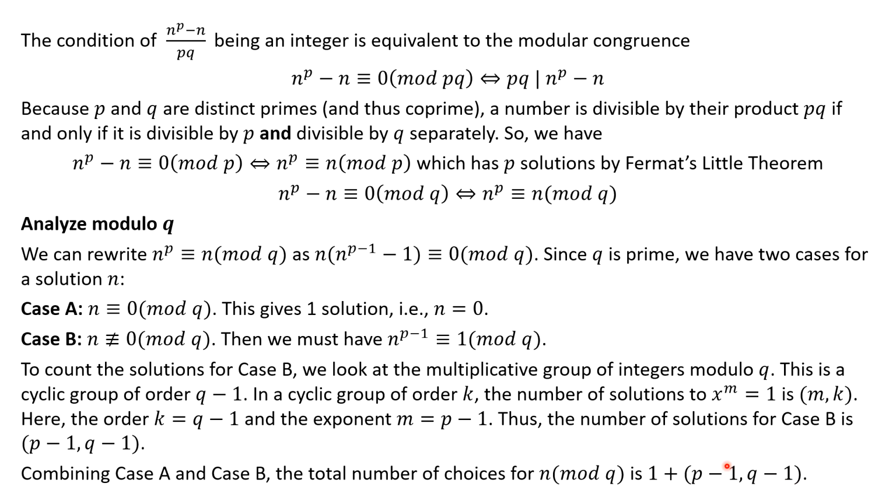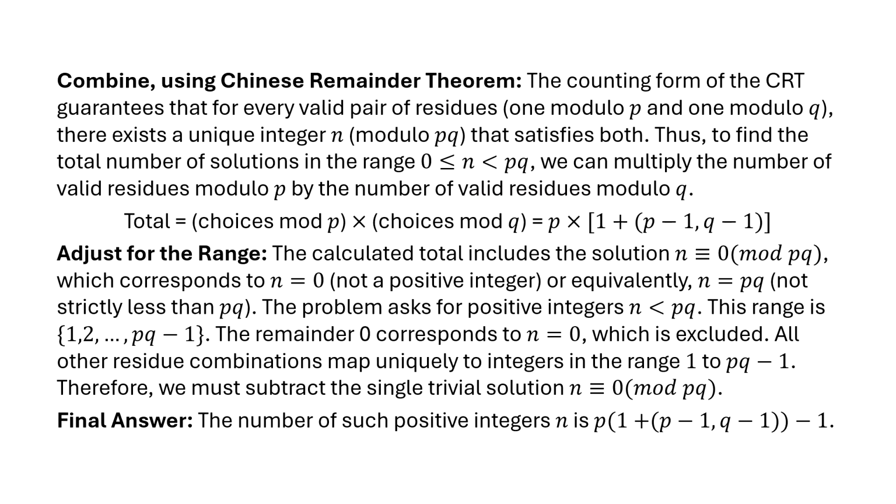So we're almost done. We just need to do a little bit more to finish this off. We'll do that on the next slide. To finish the problem, we need to make use of the variation of the Chinese remainder theorem I mentioned a little bit earlier. The counting form of the CRT guarantees that for every valid pair of residues, one modulo p and one modulo q, we only had two congruences for our particular problem, there exists a unique integer n modulo pq that satisfies both. Thus, to find the number of solutions in the range between 0 and strictly less than pq, we can multiply the number of valid residues modulo p by the number of valid residues modulo q.